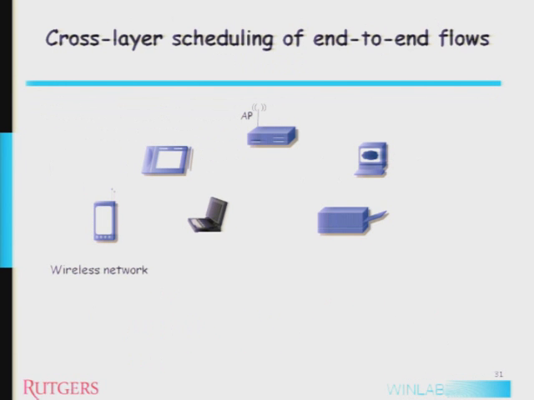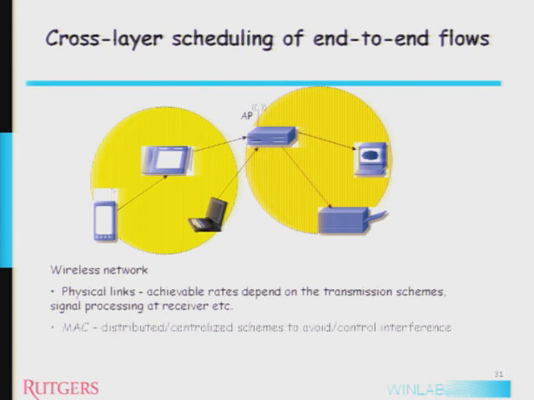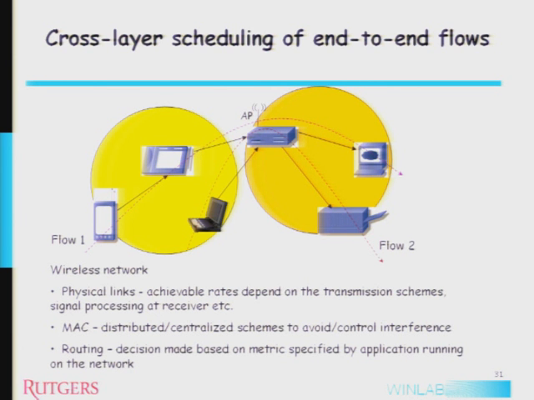Okay, so now I'm just going to give an overview of what we do. Basically we have a wireless network where there are physical layers, achievable rates on each link based on transmission schemes and signal processing in the receiver, and there is also a MAC based on a distributed or centralized scheme to control interference. Wait, one second. In your model, do you allow for broadcast channel as well, or no? Yeah, we can, but I'm just giving an example of MAC.